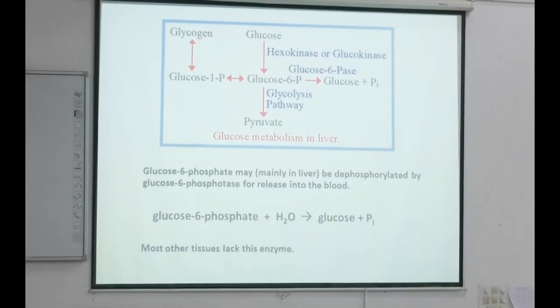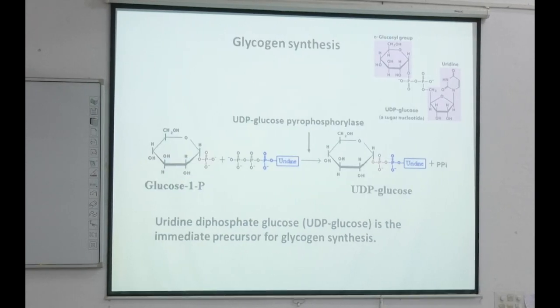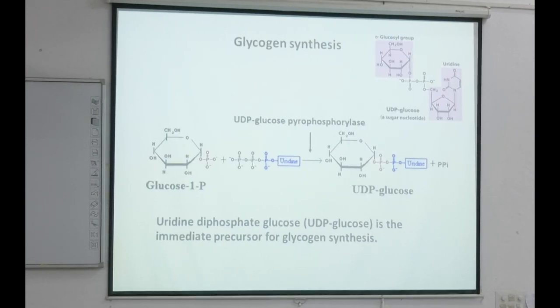So glycogen breakdown is done in this process. Remember to mention the difference between liver and muscle glycogen. Then we go to the next one, glycogen synthesis. Now in glycogen synthesis, the first thing you must know is that glucose molecules cannot go and join with each other.